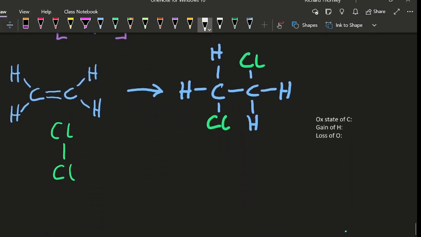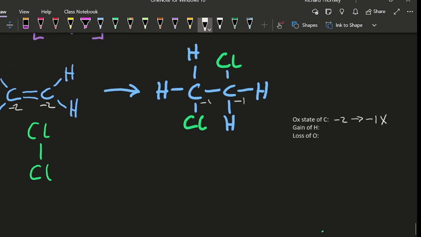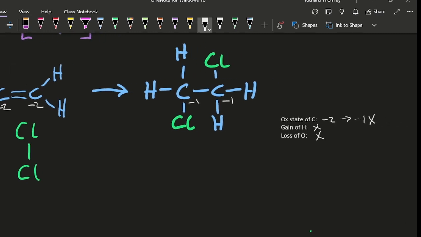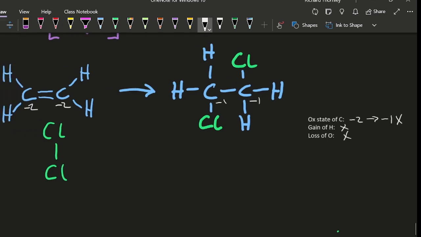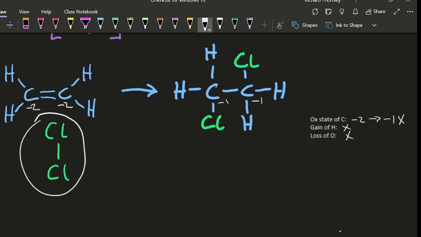Moving on to the old chlorine here, to chlorinate it, -2, -2, that's going to give me -1, -1, -2 to -1, that's not reduction, it's not going down, it's going up, that's wrong. Gain of hydrogen, no. Loss of oxygen, no. That's not looking very convincing. So how can this be an electrophile? Well, where's the positive part that's going to be attracted to this negative area here?